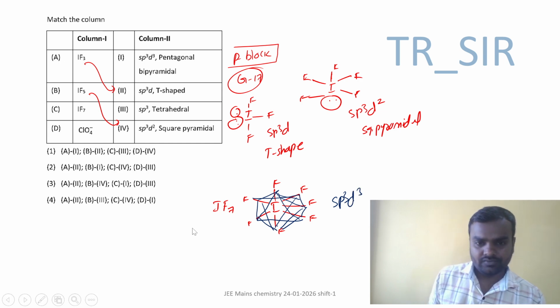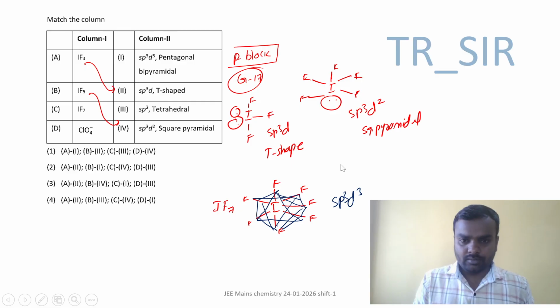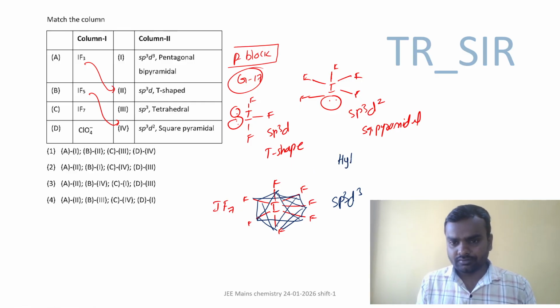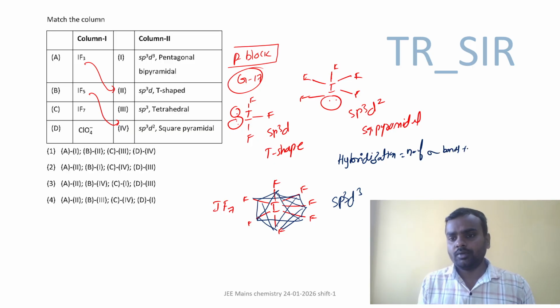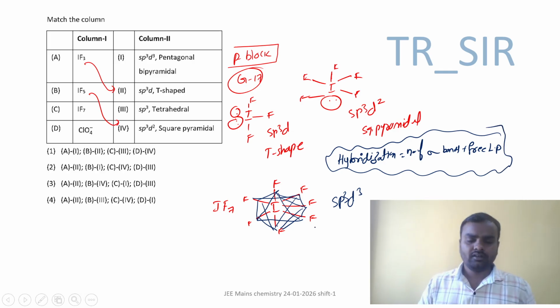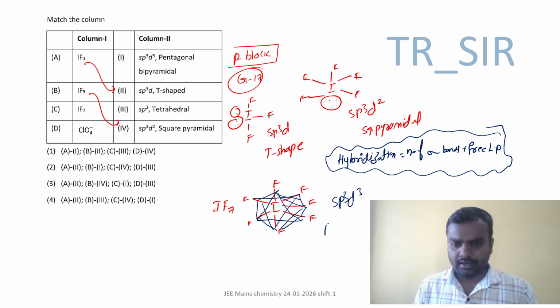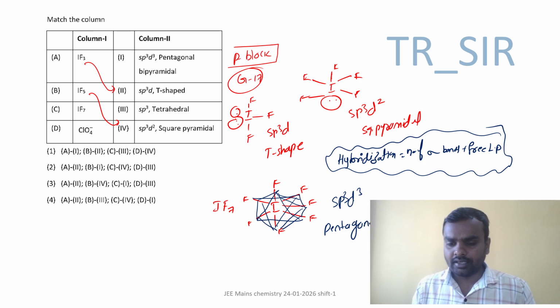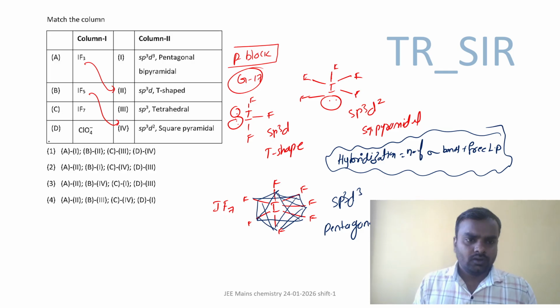Why? What hybridization formula do we have? The hybridization formula is the number of sigma bonds plus the number of lone pairs. This is the formula for hybridization, guys. So I have 7, pentagonal bipyramidal. So C must be A. C must be 1.